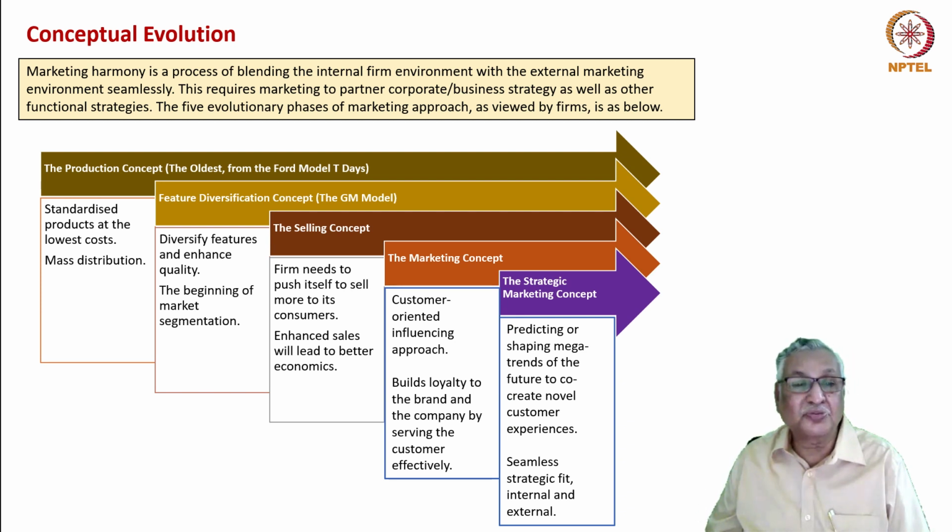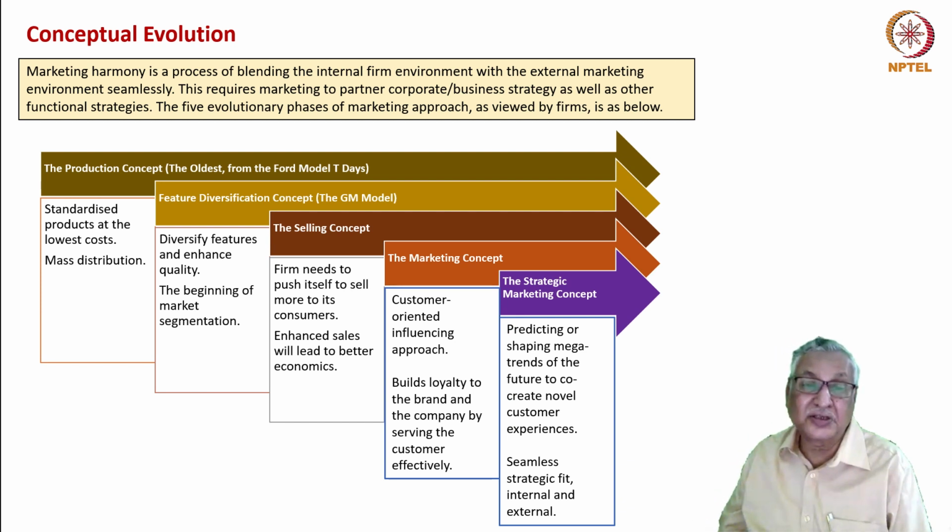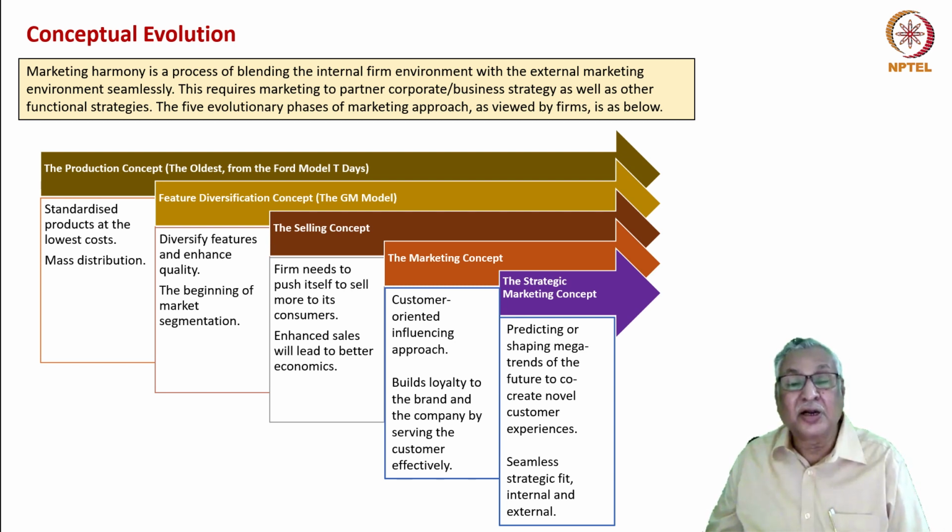Then came the feature diversification concept. It was the General Motors model. Diversify the features, enhance the quality, segment the markets and make customers more fulfilled, and also have greater competitiveness vis-a-vis the standardized production. Then came the selling concept. That is, even if you produce more, the goods will not be automatically sold. You need to push the company and yourself to sell more to its customers. And the logic here is that enhanced sales will lead to better economics.